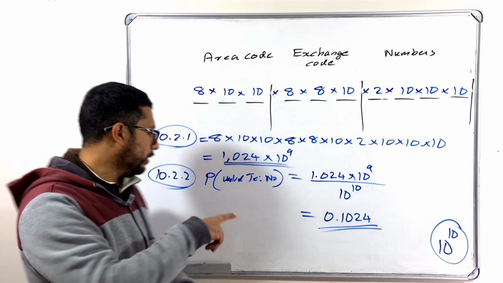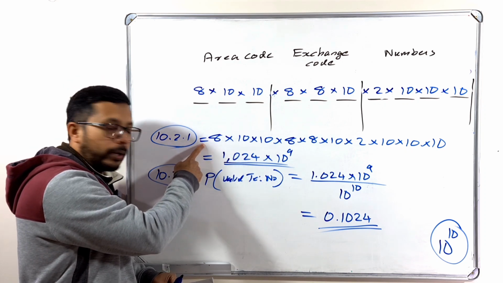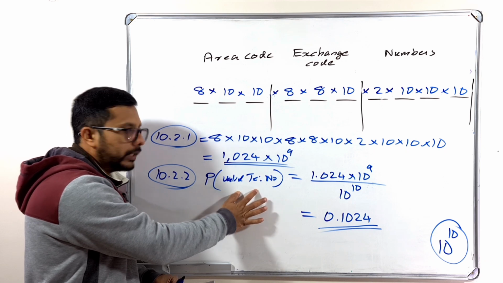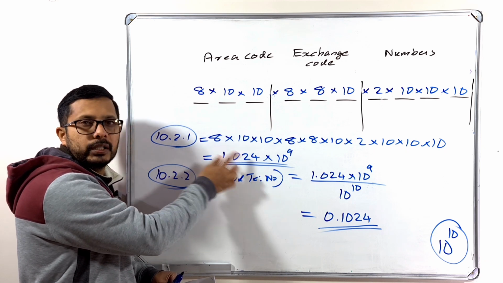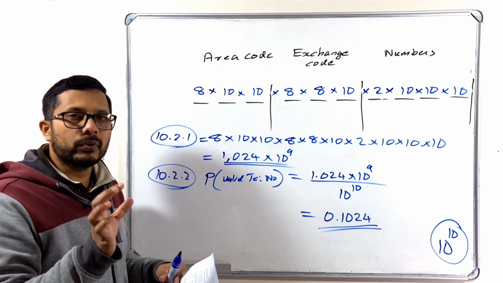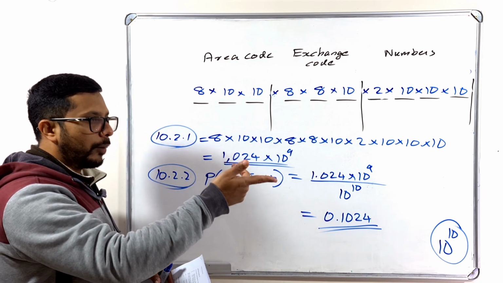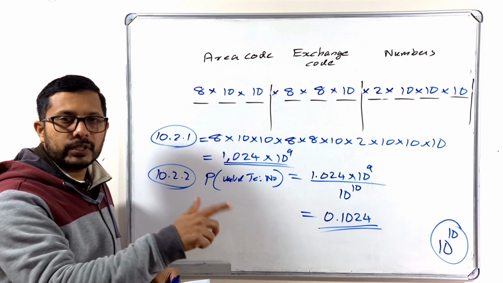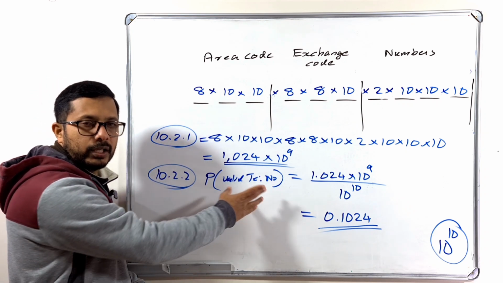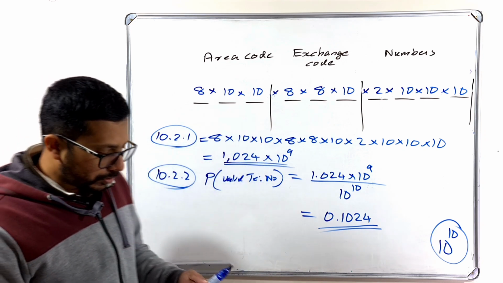In one question we are supposed to find the number, in another we are supposed to find the probability. When you read the question you must read it properly. Am I supposed to find the number or the probability? If it is probability, you must find the probability. If it is a number, you can just find the number. So that is question number 10.